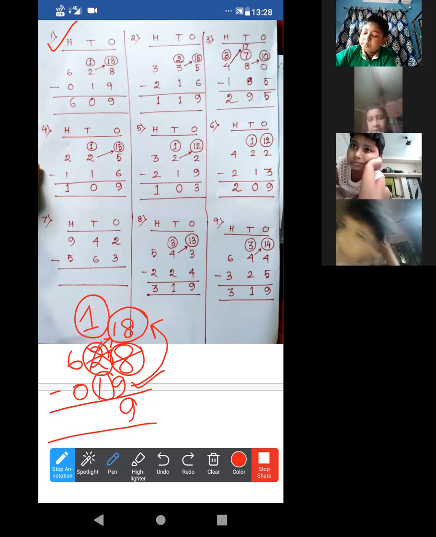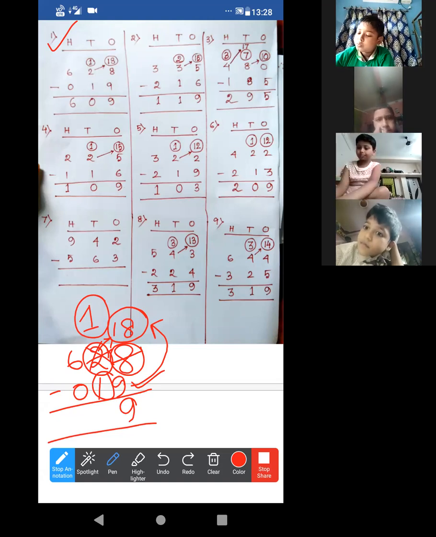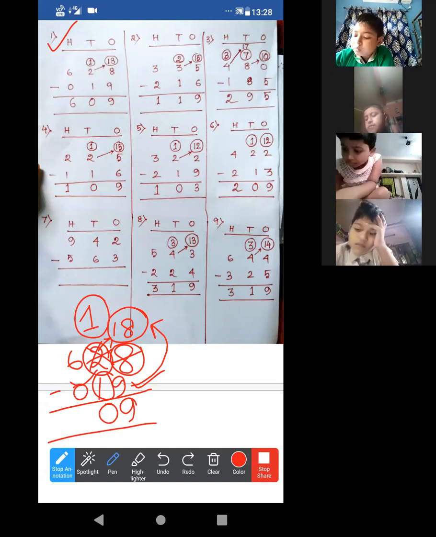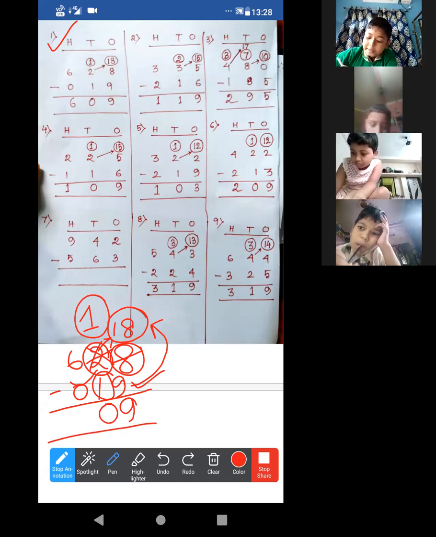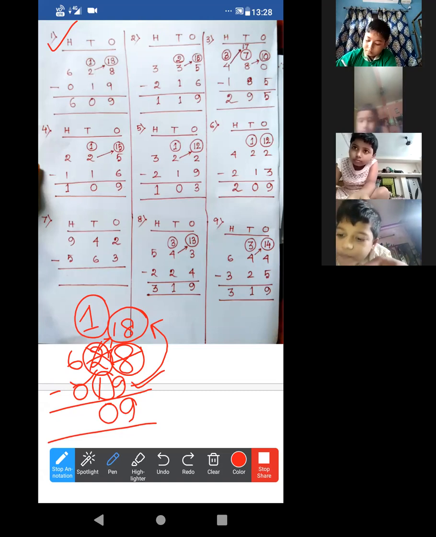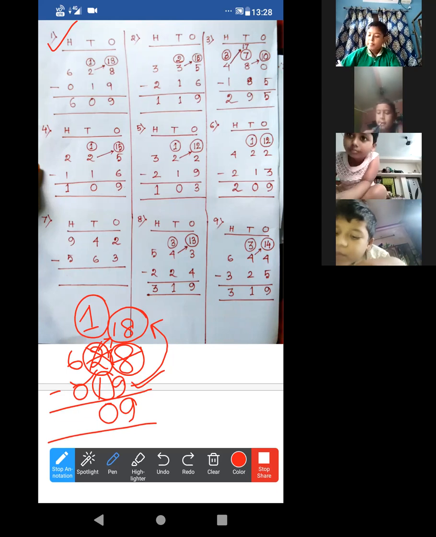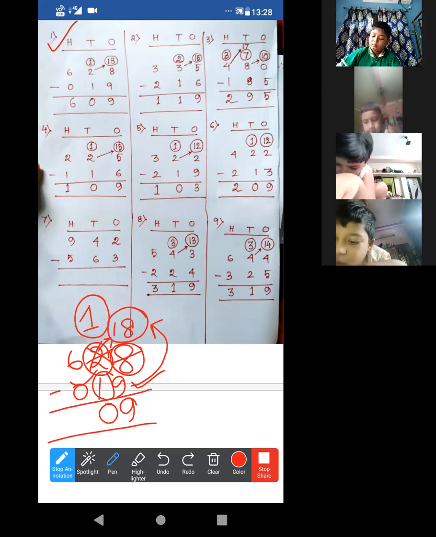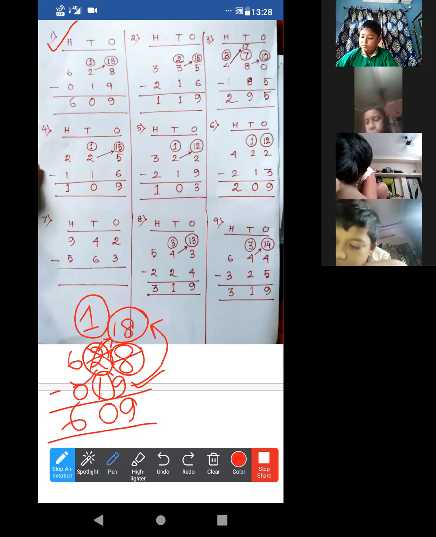So 1 minus 1, same number, it will be 0. Then if we subtract 0 from any number, ultimately that number will be back. Why? Because if we start to count after 0: 1, 2, 3, 4, 5, 6, only that 6 is coming, 6 places. So if we subtract 0 from any number, that number will be back. So it will become 609.